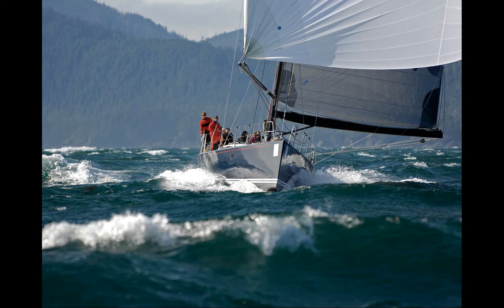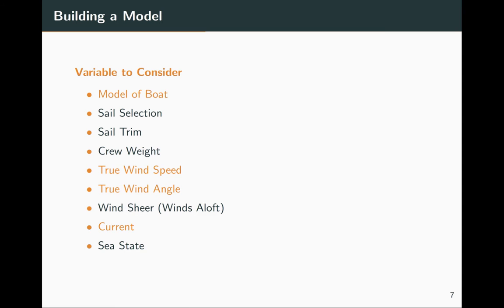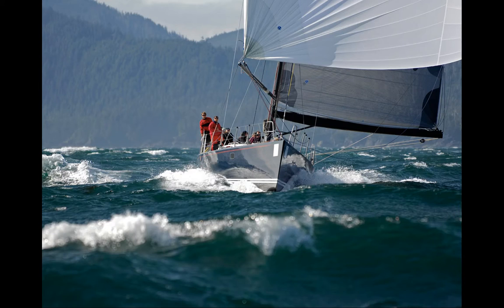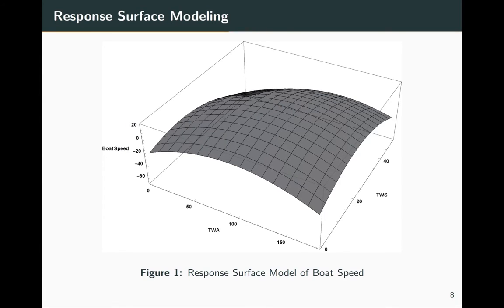But what I did is I took the variables that I was interested in, as I showed you before, these three on the bottom here: true wind speed, true wind angle, and current. And I went down and observed how boat speed changes as a function of those variables, and I created a response surface model with that. And this is what it looked like in the end.